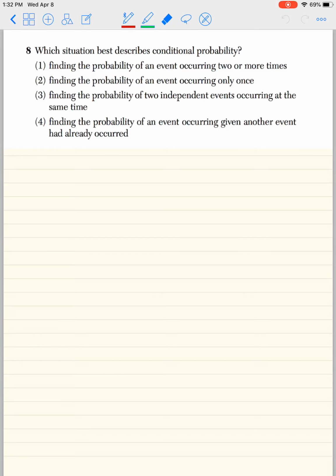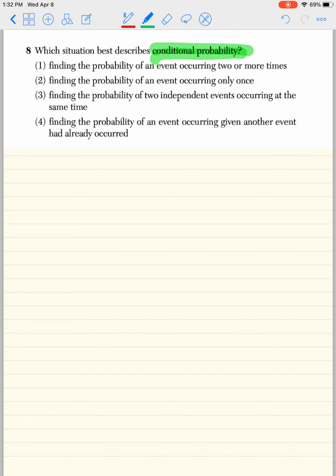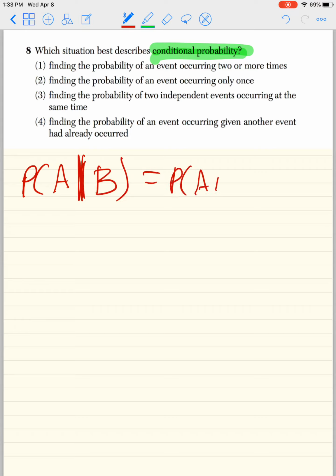Hey guys, welcome back. We're going to do some more examples that deal with probability. So this is from the Algebra 2 Regents. It says, which situation best describes conditional probability? If you recall from one of my videos, conditional probability is the given, right? So it's going to be like A given B. Conditional probability is A given B.